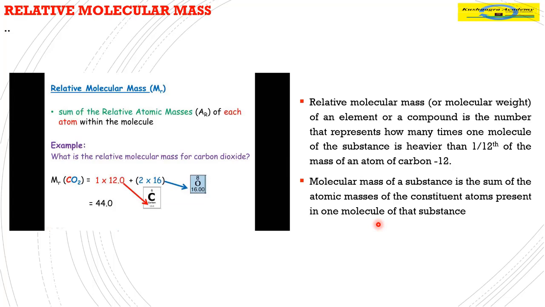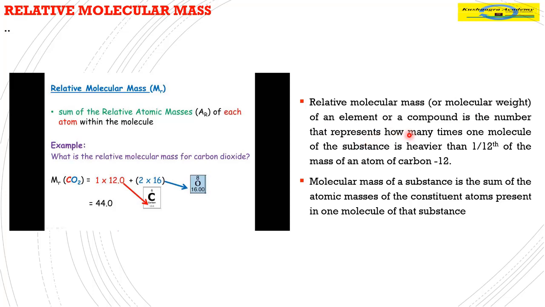Now the next topic is about the relative molecular mass. If we know the relative atomic mass, we can easily find out the relative molecular mass. What is relative molecular mass? It is a sum of the relative atomic masses. So here is one molecule of carbon dioxide. If we know the relative atomic mass of carbon, that is 12, and the relative atomic mass of oxygen, that is 16, and here there are 2 atoms of oxygen, so we multiply 16 with 2. Now we add the atomic masses of both the elements, that is of the oxygen and the carbon, so it is 44.